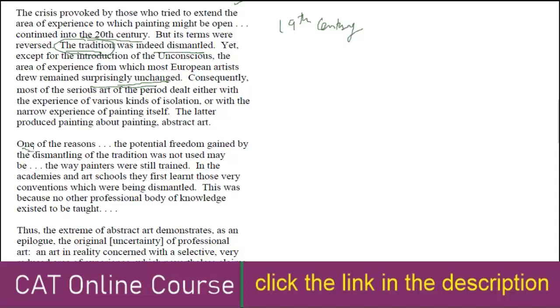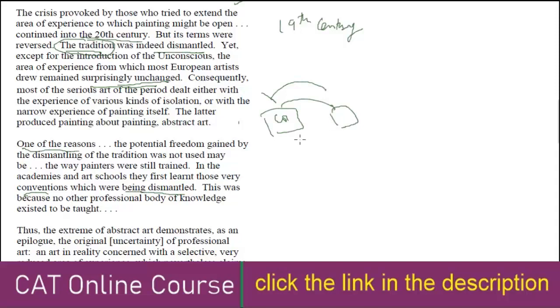And then he says one of the reasons, the potential freedom gained by the dismantling of the tradition was not used the way painters were still trained. In academies and art schools, they first learned those very conventions which were being dismantled. So you are dismantling a convention, but when you go to the academies to learn painting, you are basically learning the same convention. So you go to a school, you learn a set of conventions. When you come out, you dismantle the conventions.